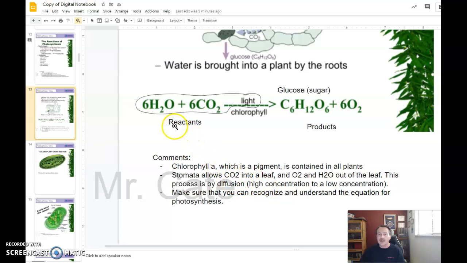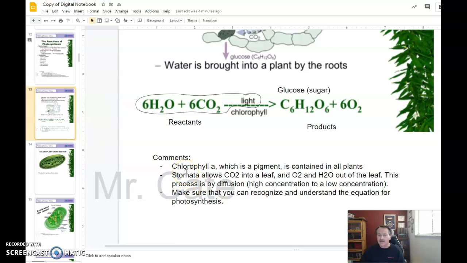Now, you do need to add the words reactants, products, glucose, sugar to this equation. I did circle these 3 things because all 3 of these are reactants. Okay, not just H2O and CO2. You have to include the light. Now the comments down here are pretty important. I'm not going to go through every single one of these.